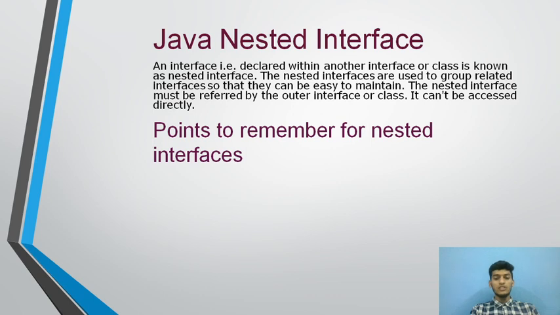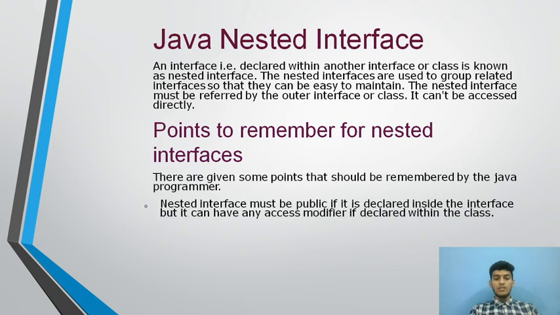Now, some points you should remember. First, a nested interface must be public if it is declared inside an interface, but it can have any access modifier if declared inside a class. Second, nested interfaces are declared static implicitly.